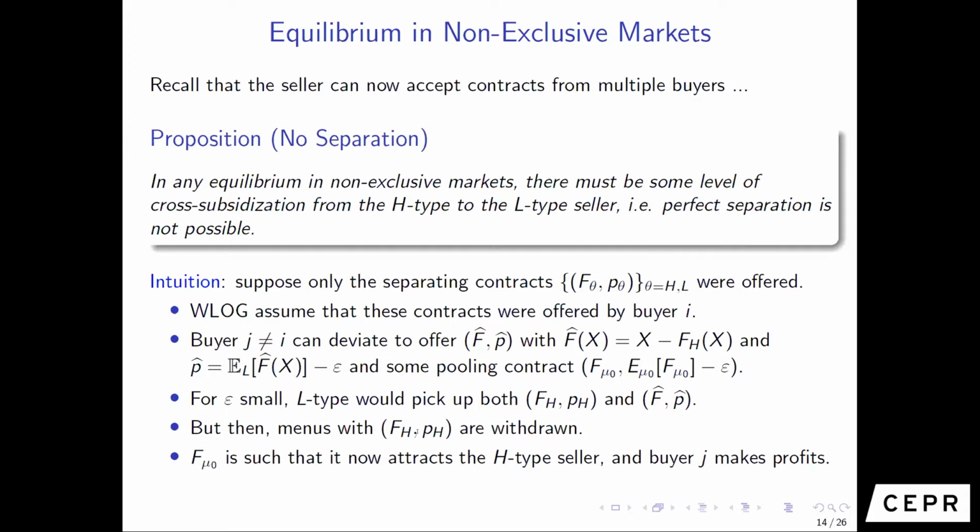I think the important part from the intuition here is not so much this part of withdrawal and offering of a pooling contract. It's more that if you're trying to enforce retention, someone has incentives to deviate to allow the low type to get rid of that retention, okay? And this is what non-exclusivity basically allows the seller to do. You can enter sort of hidden trades where you can sell retention, or what you're supposed to retain, okay? So this is the first result.